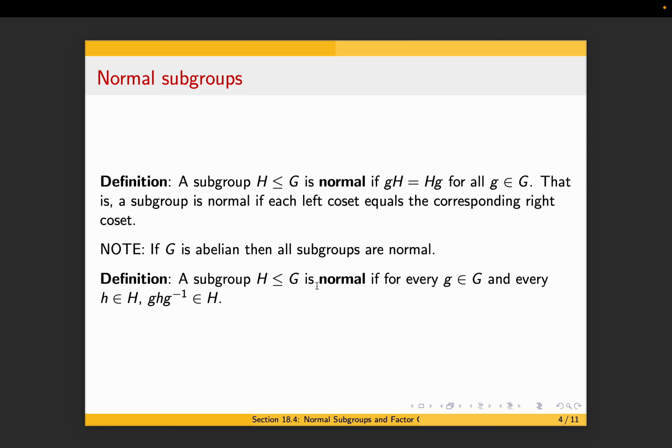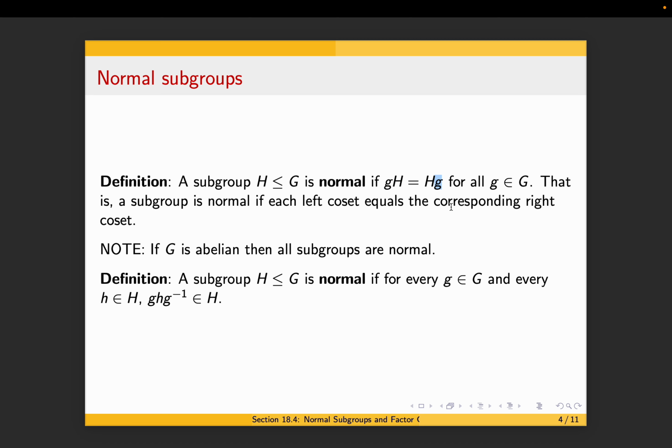The subgroup H is normal if for every group element in the overall group, doesn't have to be in the subgroup, and every subgroup element, if you form this triple product, G times H times G inverse, you don't leave H, don't leave capital H. And this makes some sense because if you look at this equation here, imagine multiplying this equation on the right by G inverse.